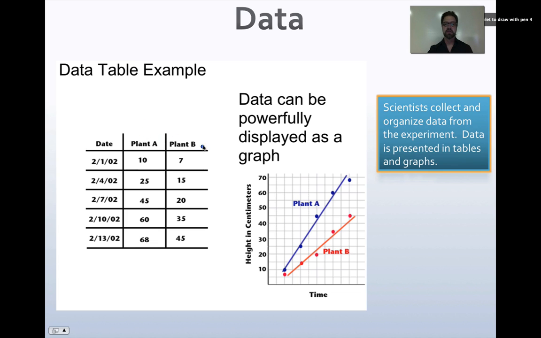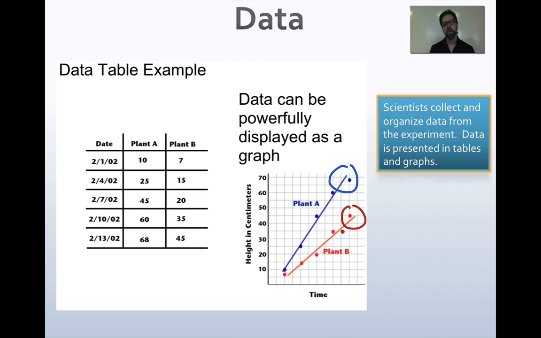Is it inches or centimeters? And is it an average? That could be put into the headings for each of the columns here. But we'll imagine that it's centimeters. So plant A, on average, they were 10 centimeters. Plant B, 7. Plant A, 3 days later, was averaging 25 centimeters. Plant B is at 15. 45 versus 20, 60 versus 35. So 12 days later, your plant A's are averaging 68, which is way up here, and your plant B's are only averaging about 45 here.